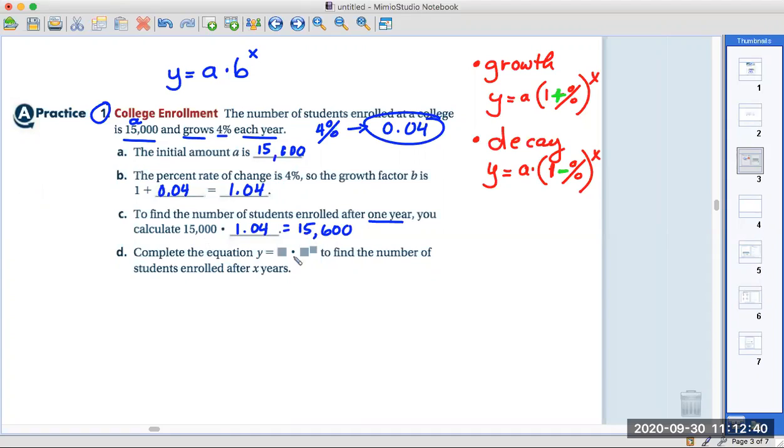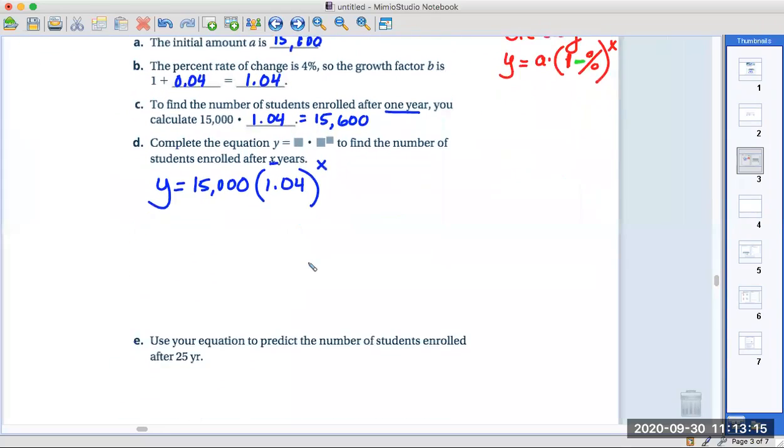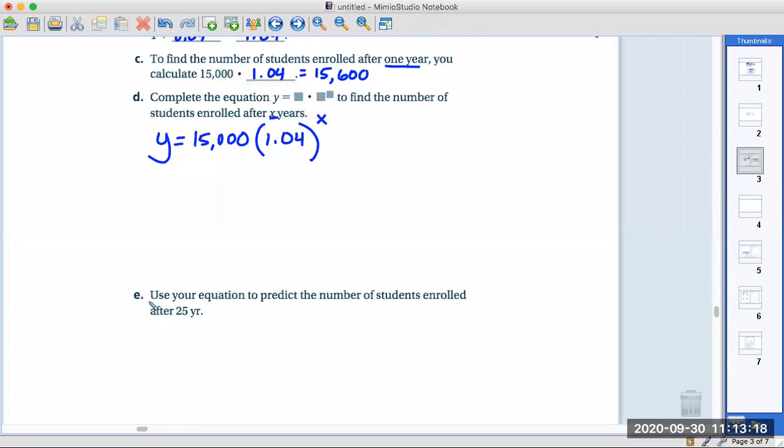Complete the equation y equals blank times blank to the power of x to find the number of students enrolled after x years. So now we're going to come and finish that up. Y equals A is 15,000. And instead of times, I like a parentheses to the power of x. And there's the equation after x years. All right, so this is the equation I can use to find the student population after any years have gone by.